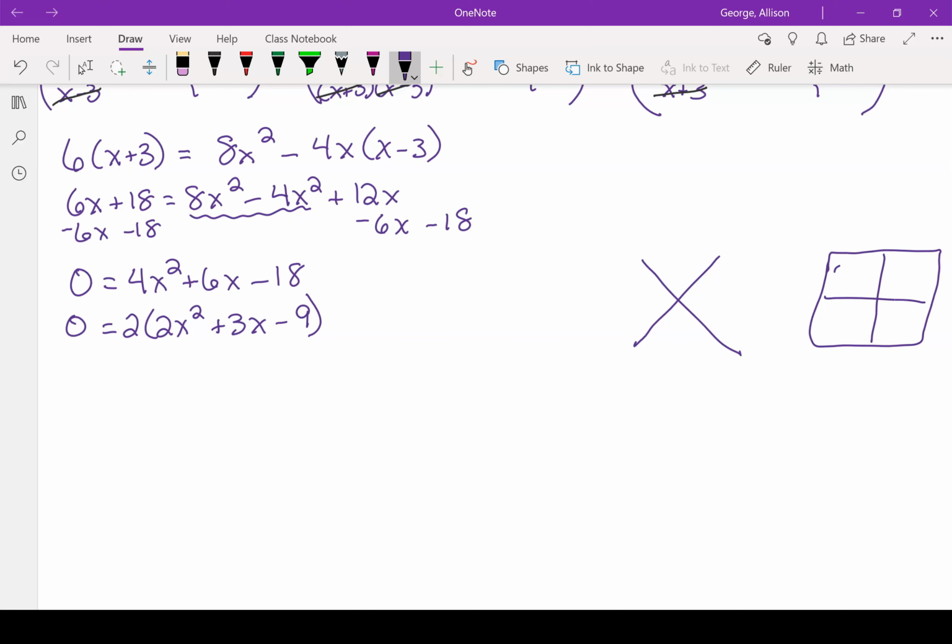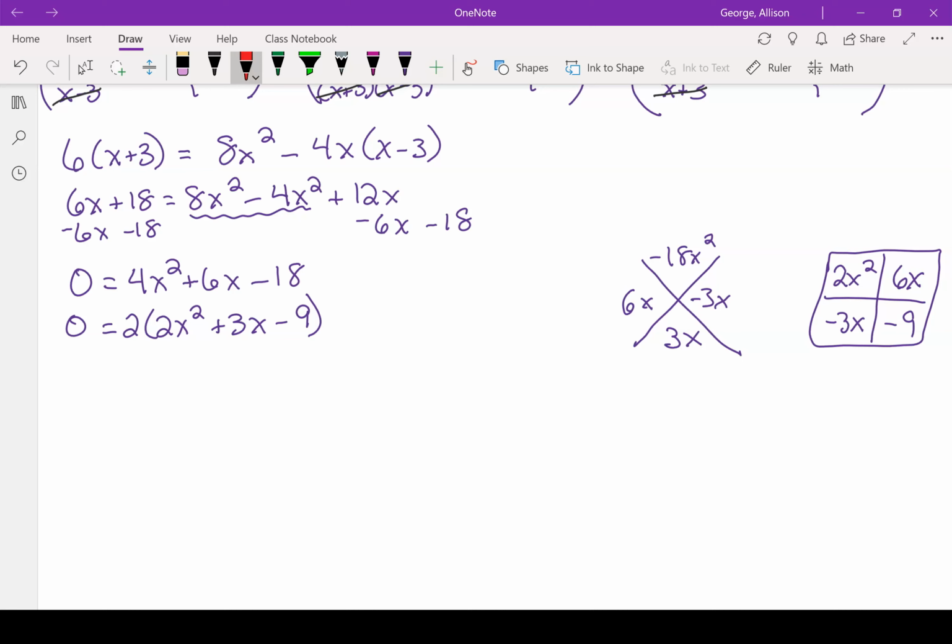Alright, so the first term goes in the top left. The last term goes in the bottom right. Multiply those two together, and that goes across the top. And the middle term goes on the bottom. So we want to find some things that will multiply to be negative 18, but add up to be positive 3. So that's going to be 6x and negative 3x. So I'm going to fill those in over here. Remember, order doesn't matter. Plug them in whichever spot in the box you feel comfortable with.